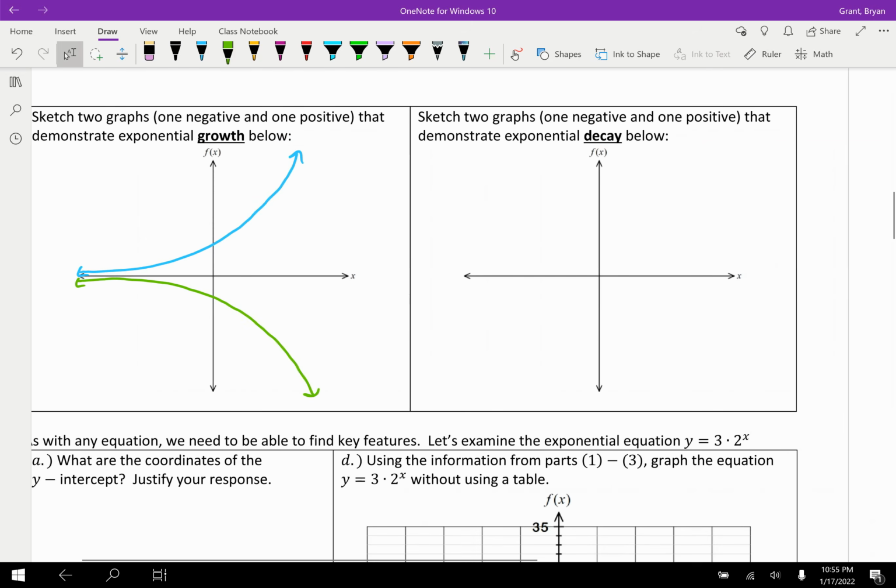What about exponential decay? Well, I bet you get it. We are going to decay down to the x-axis. This is a positive graph that decays, versus we have a negative graph which decays to the x-axis.